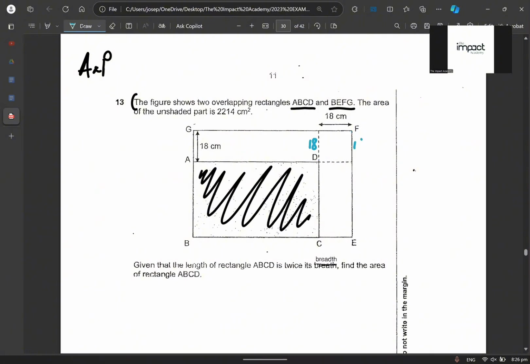Okay, so just say mirror image, can? Can or not? Okay, then this is also 18. Agree or disagree? Do you understand or don't understand?